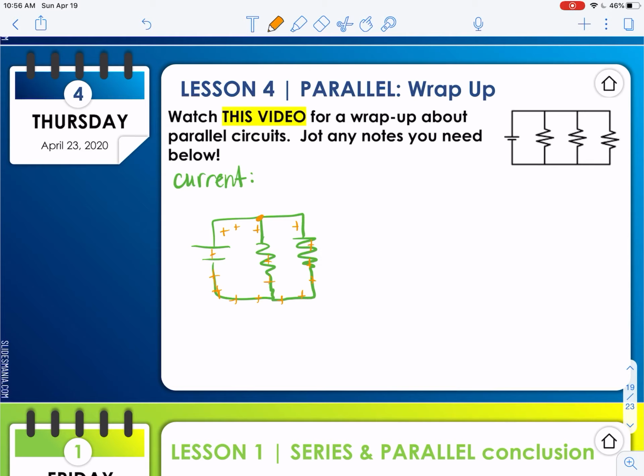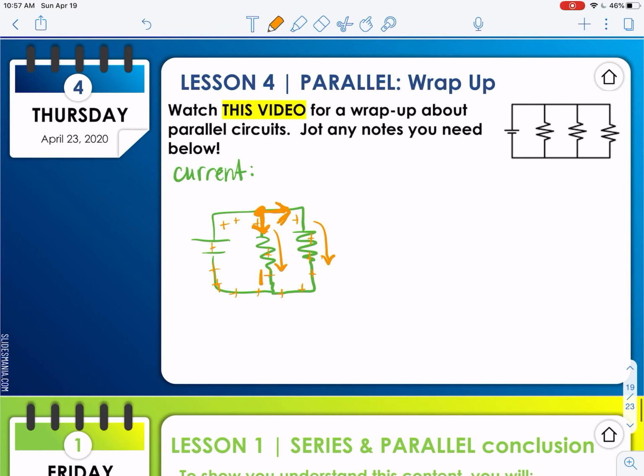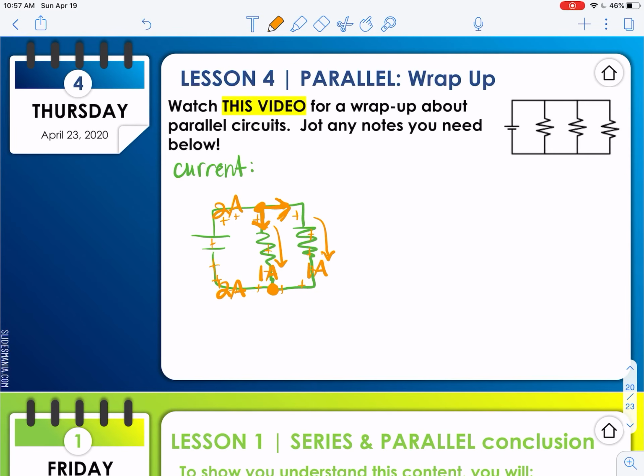Once a certain charge reaches this spot right here, it has a choice. It can either go on this path or this path, but it can't go on both. So maybe one charge is going to go this way, the next one that comes by is going to go down, then maybe the next one's going to go to the right, the next one's going to go down. So what happens now is we're going to have current going through each branch. If this has a 1 amp current and this has a 1 amp current, when they join back together, they're going to have 2 amps. So it would be 2 amps up here.